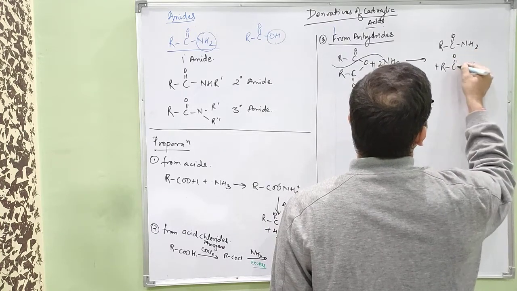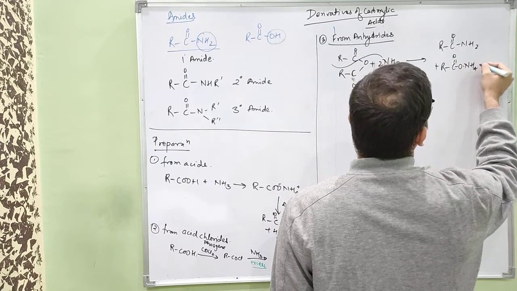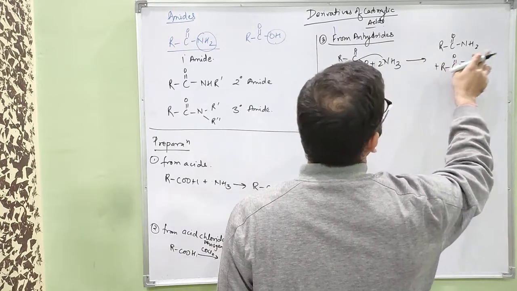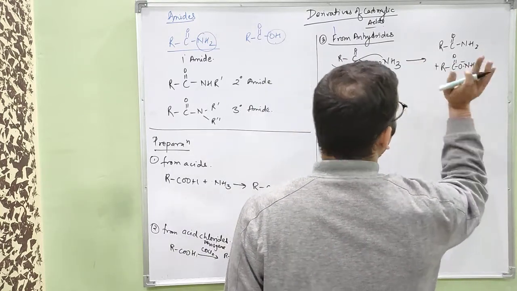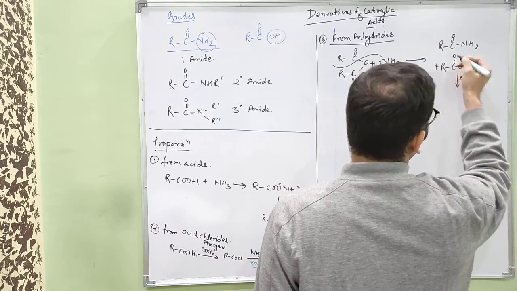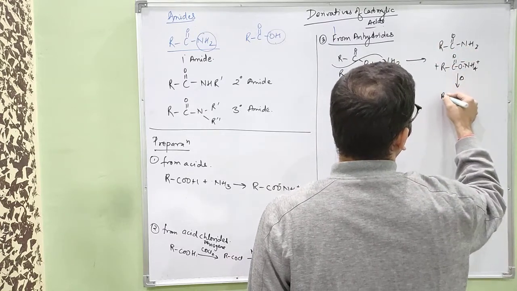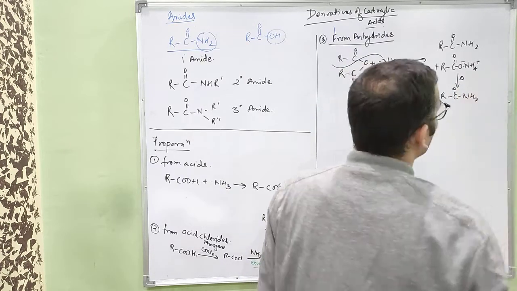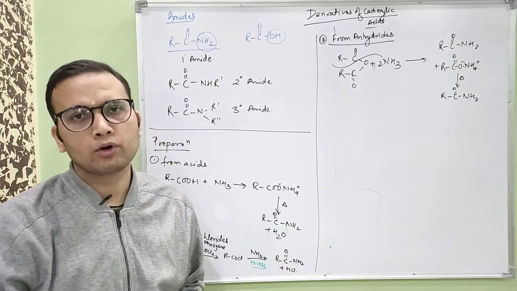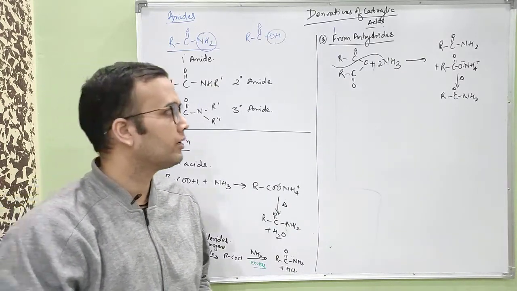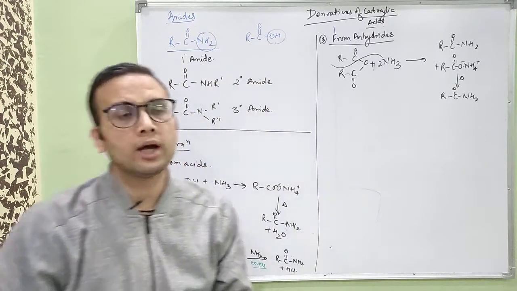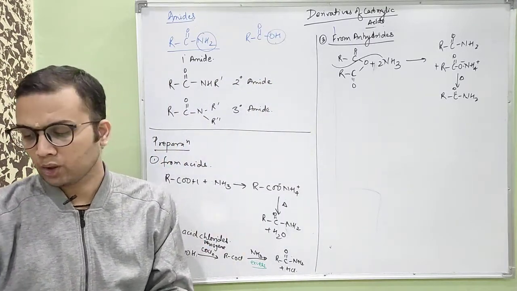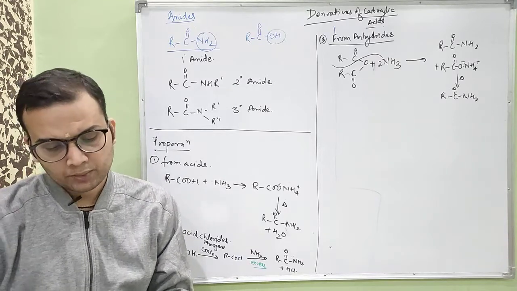Which is NH4 plus, with RCOO minus. So this is what you get, and if you want to get the amide again, you can heat it. So you can get 2 moles of RCONH2. So amides can be prepared from acid anhydrides by treating them with ammonia and then heating the products. Got that? That's easy.